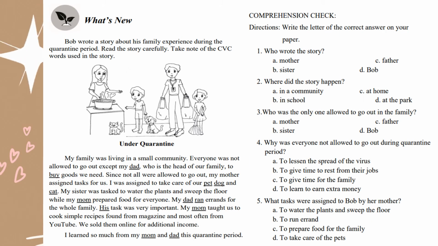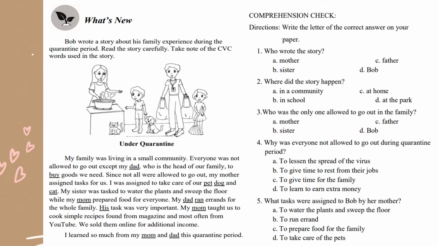For what's new, let's read the story together. Bob wrote a story about his family experience during the quarantine. Take note of the CVC words used in the story. The title is Under Quarantine. My family was living in a small community. Everyone was not allowed to go out except my dad, who is the head of our family, to buy goods we need. Since not all were allowed to go out, my mother assigned tasks for us.